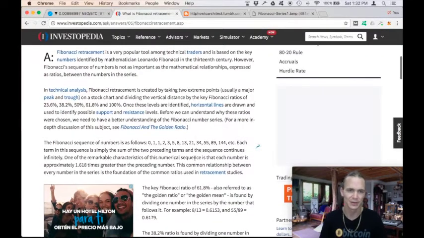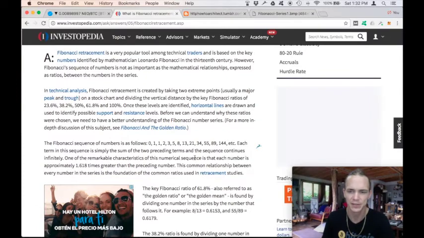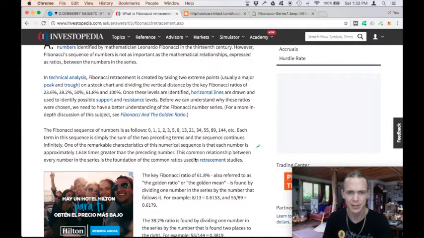Investopedia, let's see what it says, because I think they've always done a great write-up, so I'm just going to reiterate to them and give them a shout out for helping me share this information. Basically, the Fibonacci retracement is created by taking two extreme points, usually your main peak through to your trough, in the stock market, or in this case your crypto coins or your altcoins, your tokens, your digital assets, whatever you'd like to call them. And we draw between them, and then we have the dividing distance between the key Fibonacci ratios of 23%, 38%, 50%, 61%, and 100%. Once these levels are identified, horizontal lines are drawn across, identifying possible support and resistance levels.